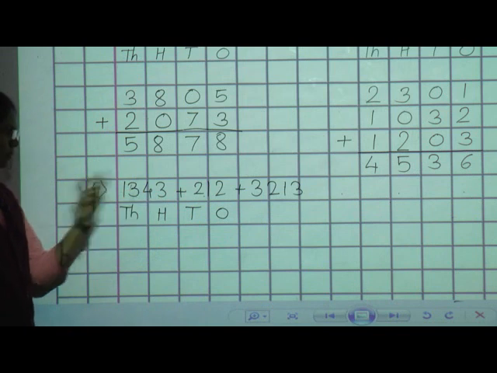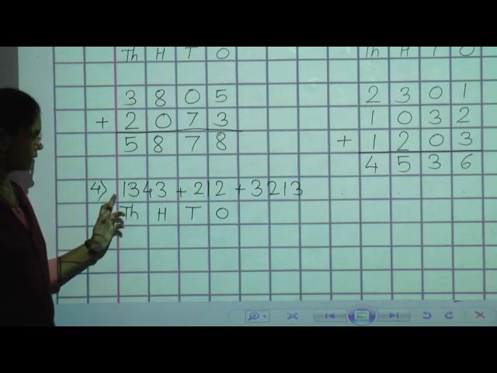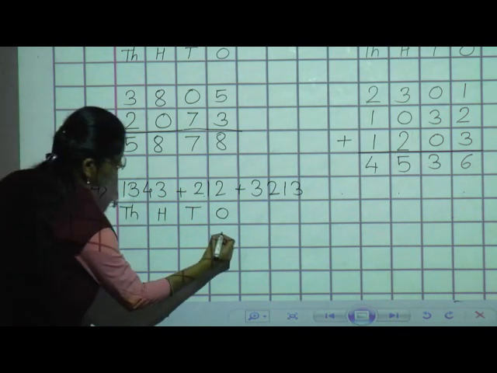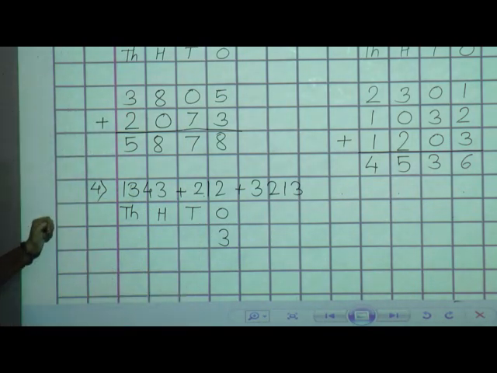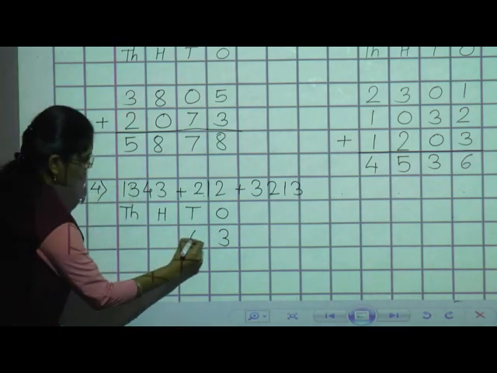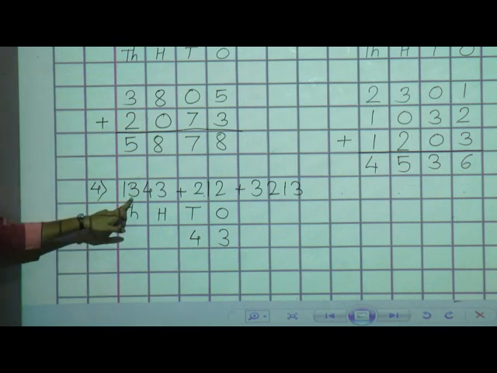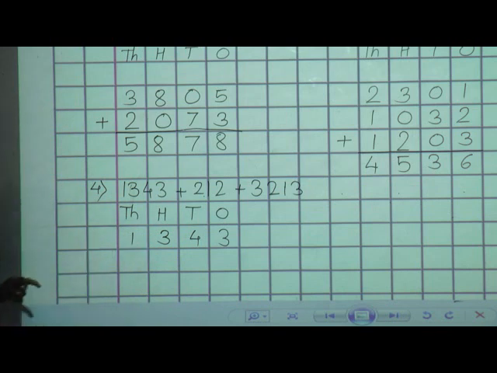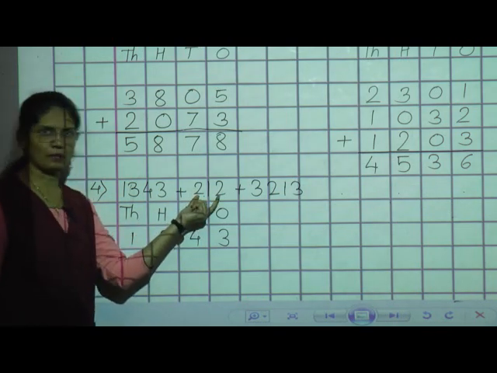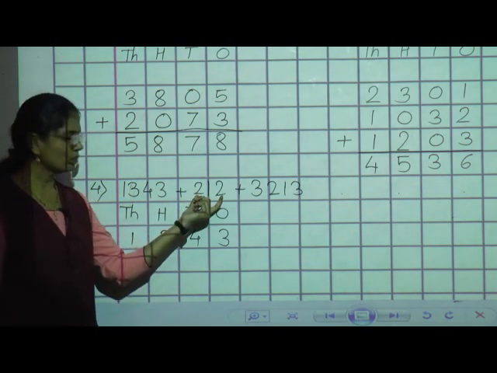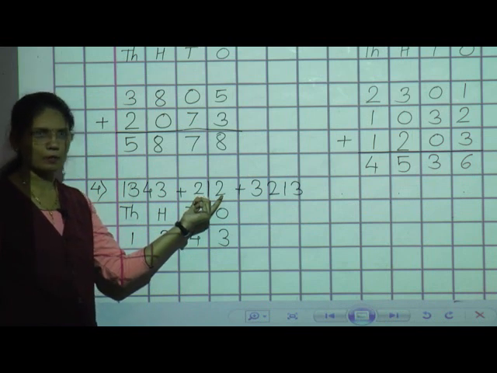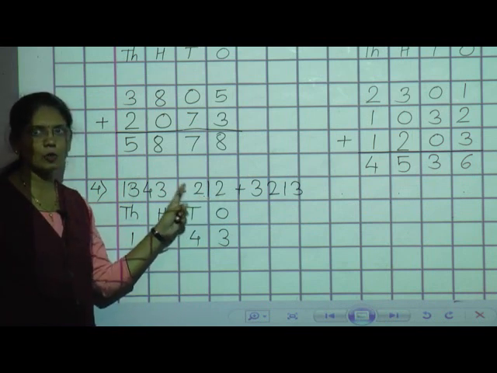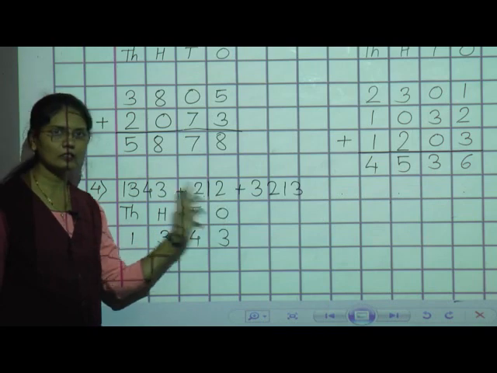Now see the first number. Here at first number at ones place 3 is there, so we will put 3. Now see the tens place number. Here 4 is there, so we will write here 4. Here 3 is there, so write here 3. Here 1 is there. Now see the another number, second number. Here the number is 3-digit number. At thousands place there is no any number, so this is a 3-digit number.